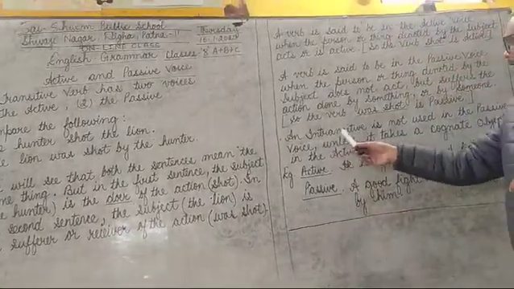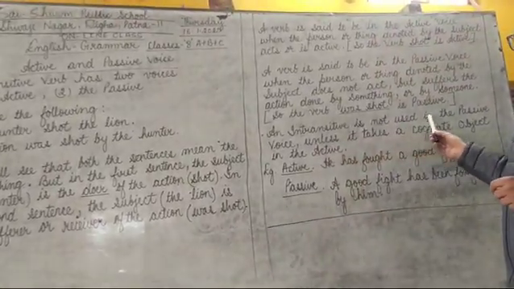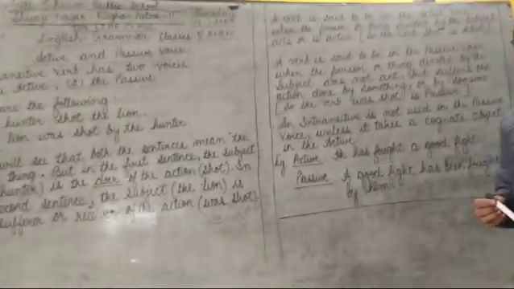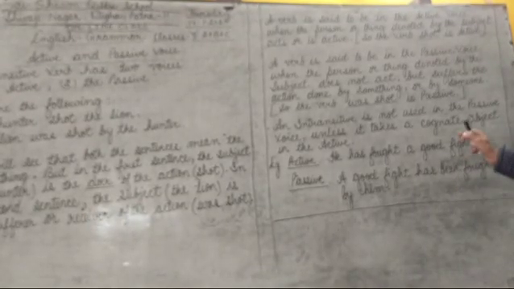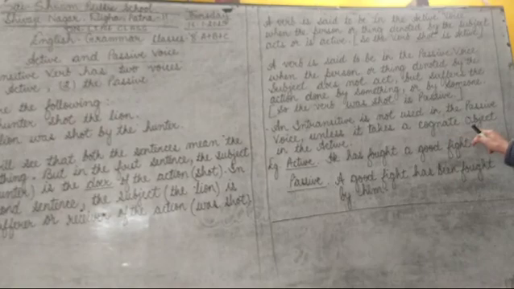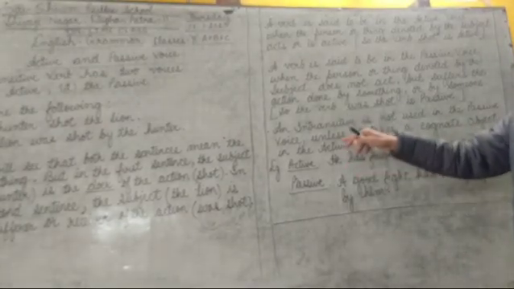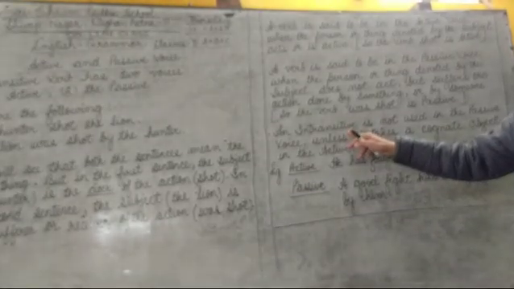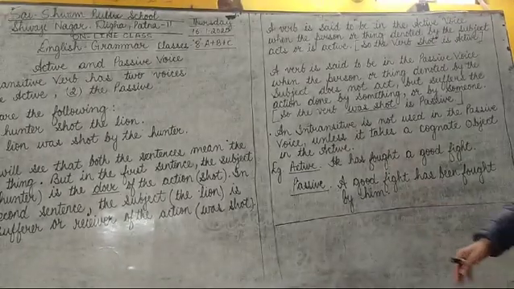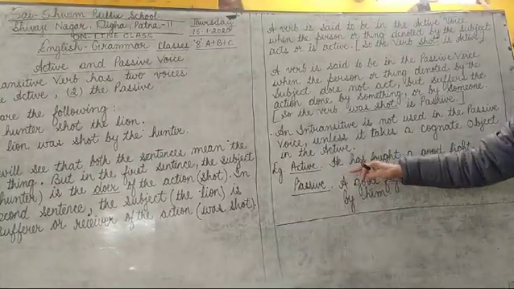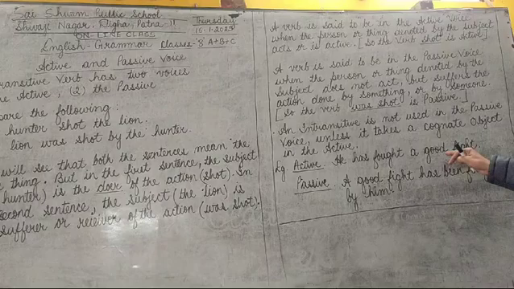Now we know that an intransitive verb is not used in the passive voice. An intransitive verb cannot be used in passive voice, but when a cognate object is supplied in the active voice, the same intransitive verb can be used in the passive form. So I have given you one example here. In the active voice, he has fought a good fight.